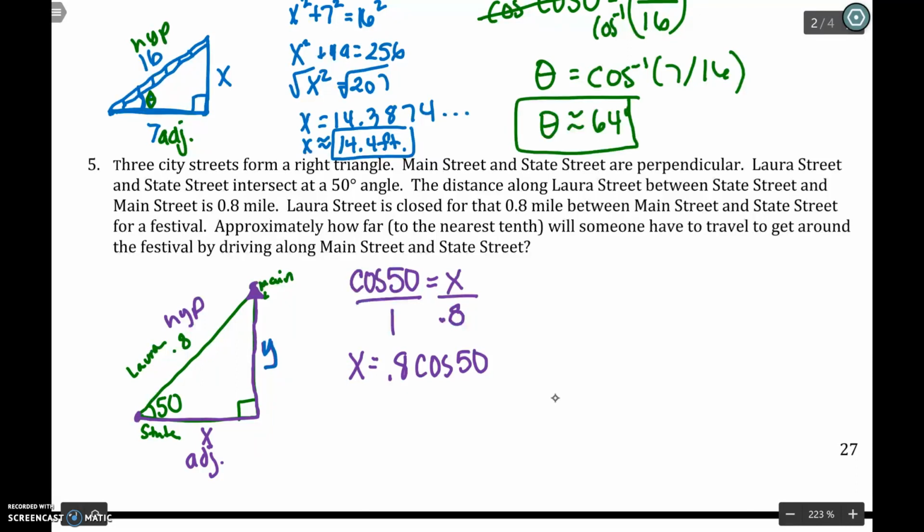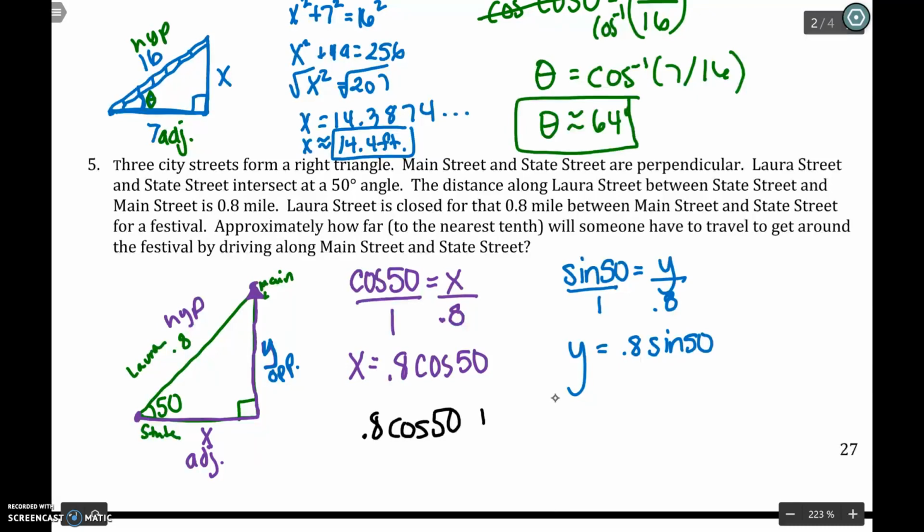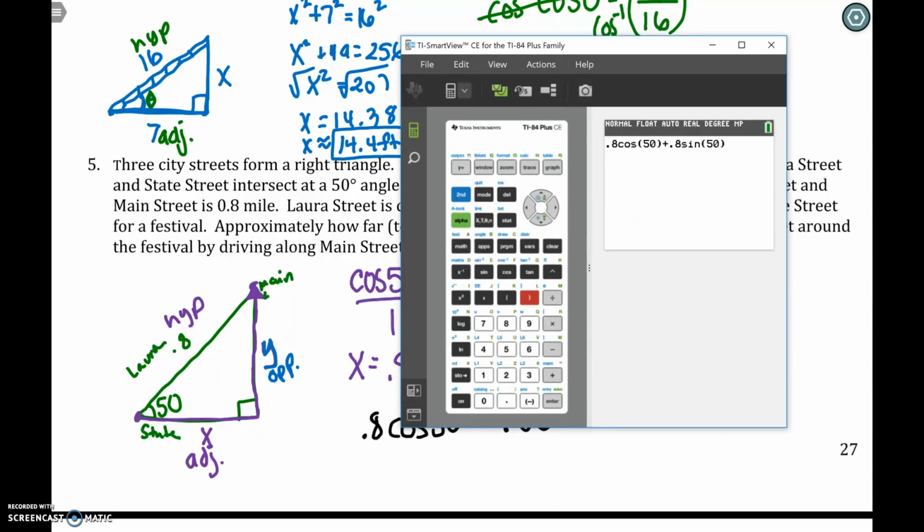To find y now, I'm going to do the same thing, only this one's the opposite. So I'm going to be using sine. So sine of the 50-degree angle is y over the hypotenuse, opposite over hypotenuse. And I'll cross multiply, and that will equal 0.8 times sine 50. And I need to know how much of a distance that is. So what I'm going to do is take 0.8 times cosine 50, and I'm going to add 0.8 times sine 50 and figure out that distance. Doing that all at once means I won't have to round in between. I can just put all of it in at once and hit enter. So that's 1.1270, etc.